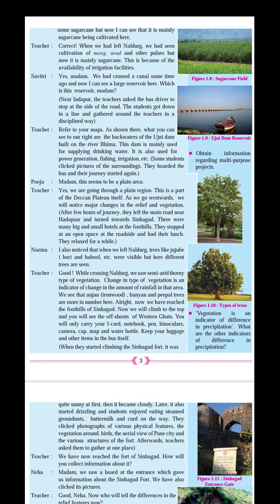In Naldurg, they saw the cultivation of moong dal, urad and other pulses, but in Solapur they could see the cultivation of sugarcane. Sugarcane needs a lot of water for irrigation, and if rainfall is not there, artificial irrigation is used. They even saw canals and reservoirs. These reservoirs store water for use when rainfall is not there. This is the way to conserve water for a long period of time.